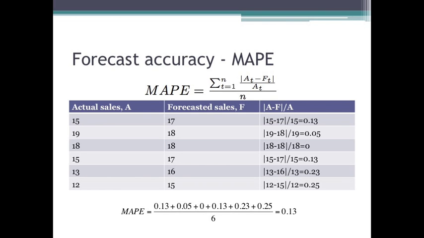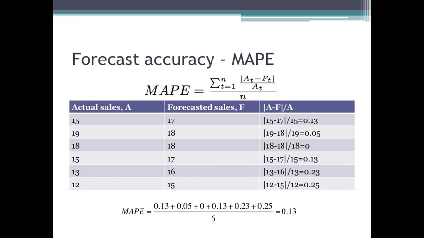So how about mean absolute percentage error? Well, we found those errors from before, right? The absolute value of the errors from before, so we can use those again. 15 minus 17 is negative 2. The absolute value of that is 2. 2 divided by 15 is about 0.13.